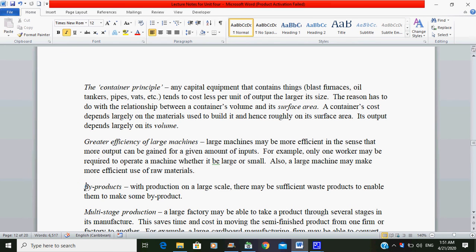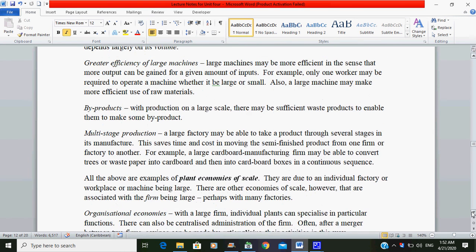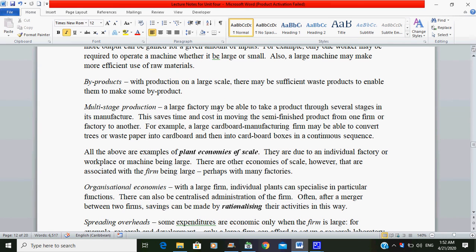Byproducts, next one. With production on a large scale, there may be sufficient waste products to enable them to make some byproduct. Multiple production stages now. A large factory may be able to take a product through several stages in its manufacture. This saves time and cost in moving the semi-finished product from one firm or factory to another.